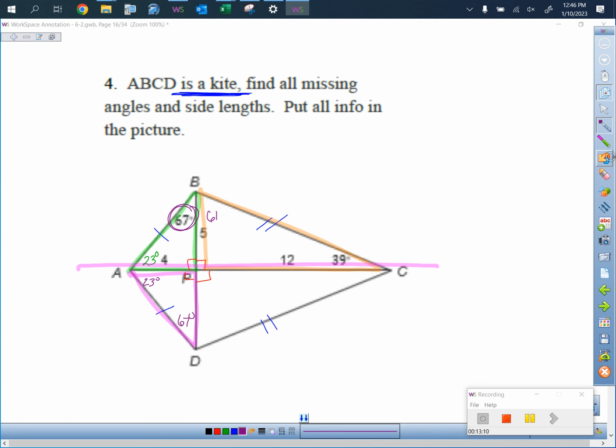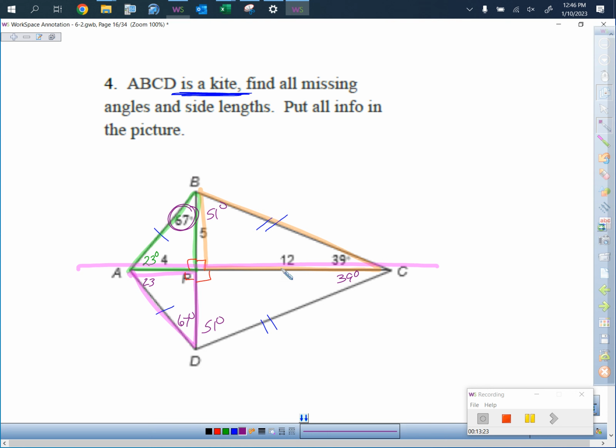Okay, cool. And then by symmetry, shouldn't this guy be 51 degrees? And how much is this guy right here? 39. That's all the angle measures that I could find. Let's start rocking some side lengths. I'm going to go with the orange triangle first. It is a right triangle, my friends.